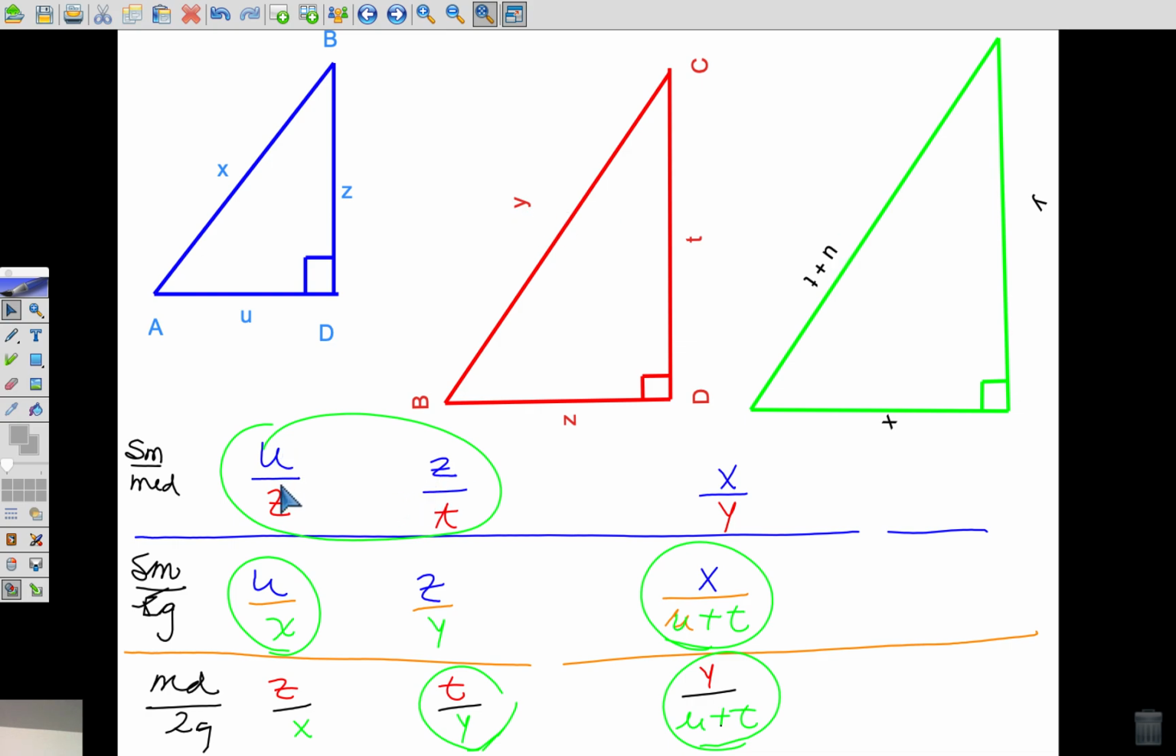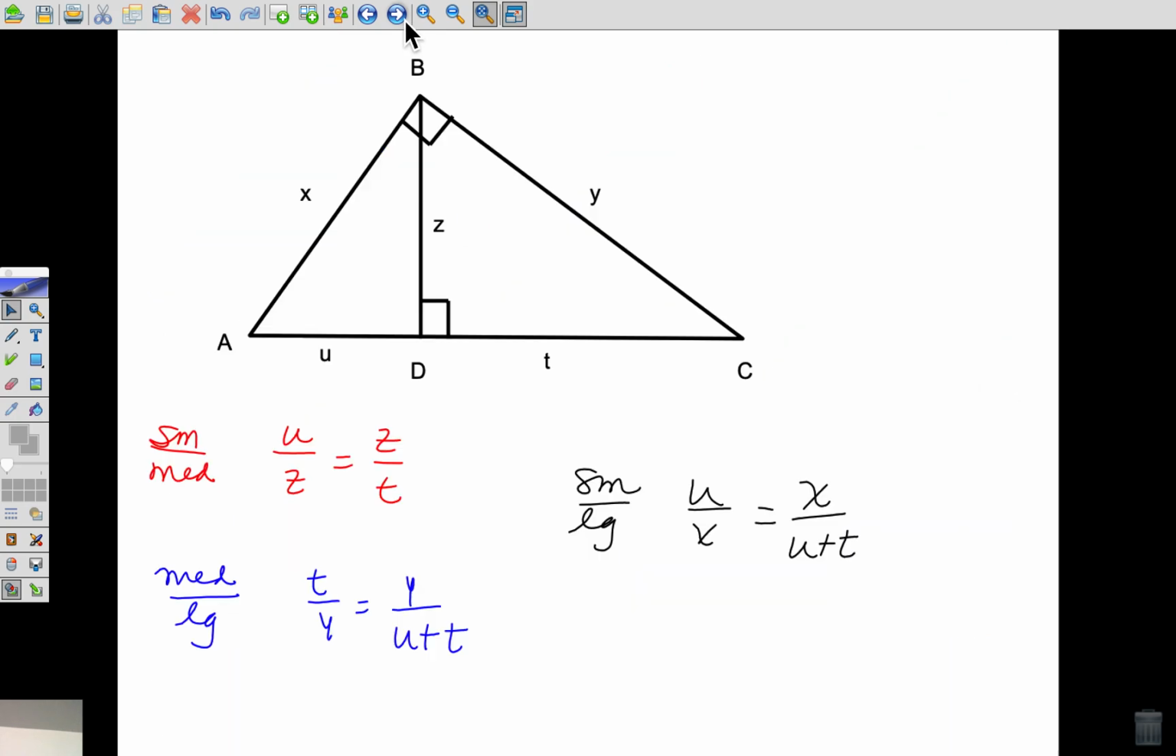And as you can see, in each one of these three ratios that we have created, we'll call them scale factors, small to medium, medium to large, and small to large, you can see where you have the same value in the numerator and the denominator. So u is to z as z is to t. Then we'll have another ratio of u is to x as x is to u plus t. And then we have another one of t is to y as y is to u plus t. And those are our proportions.